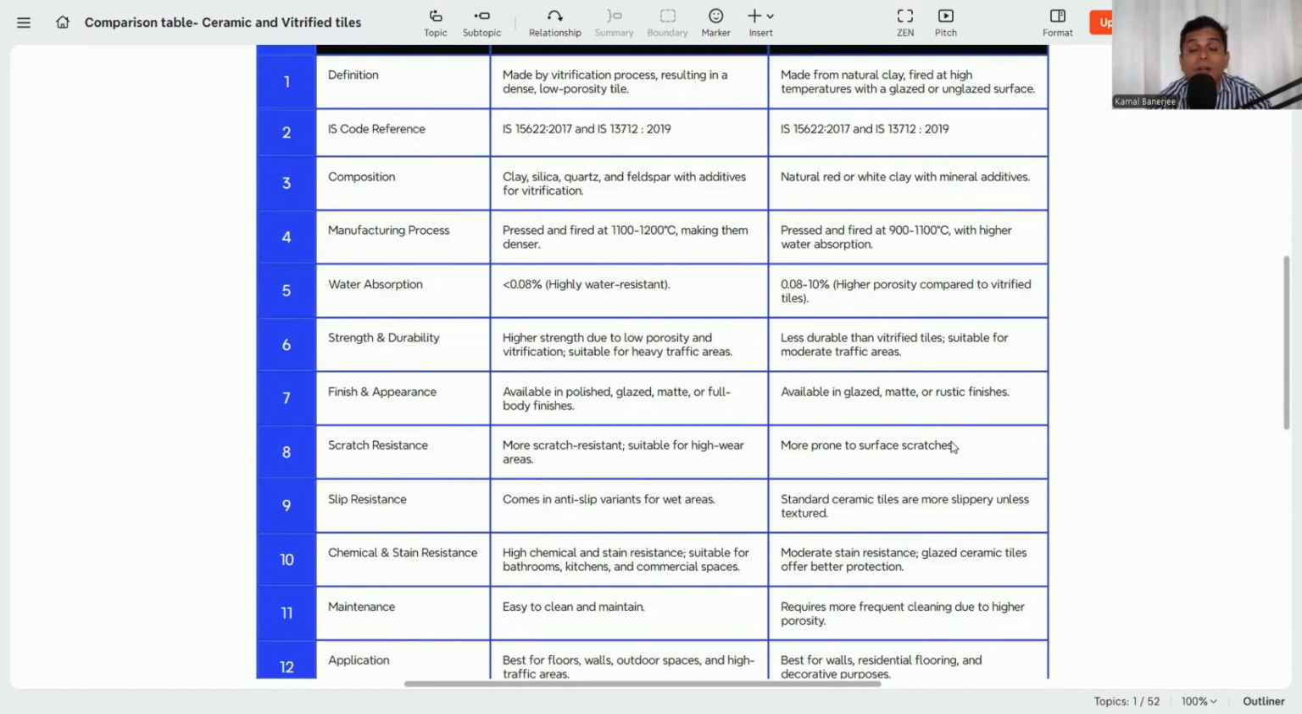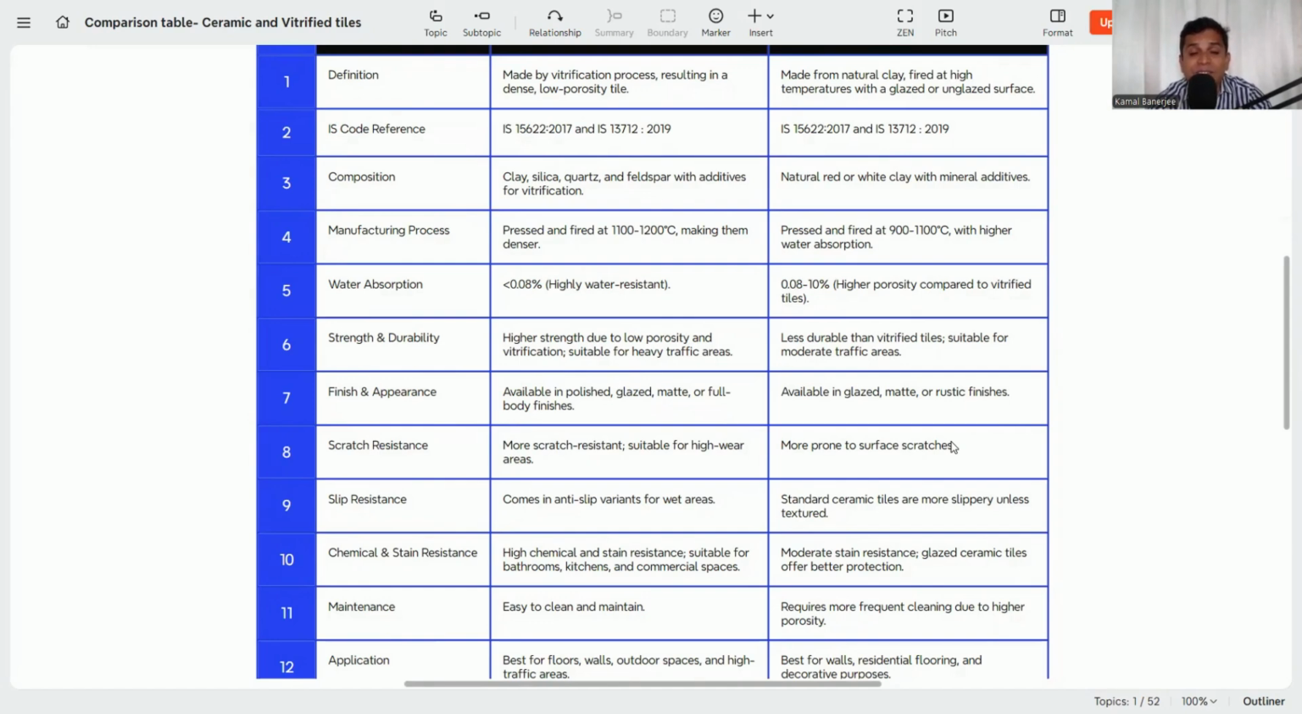And whenever the water absorption capacity or the water area is a concern, it can be possible that tiles can absorb the water from the floor surface. In that area also, we can go for the vitrified tiles because it has the lower porosity, that is 0.08%. But ceramic tiles we can use in the wet area or some area that is not that much of traffic.